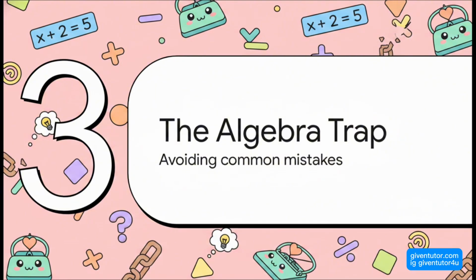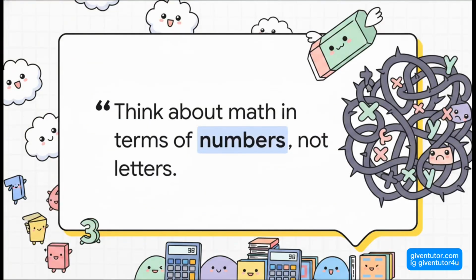Beware, the algebra trap. Think about math in terms of numbers, not letters that stand for numbers. This is such a huge point. Test writers deliberately word algebra questions to confuse you. They're basically hoping you'll make those common math class mistakes. But you can completely sidestep their traps by simply thinking in terms of actual numbers, not letters.